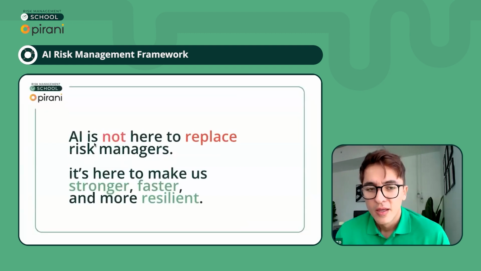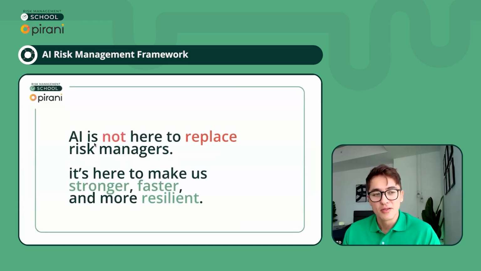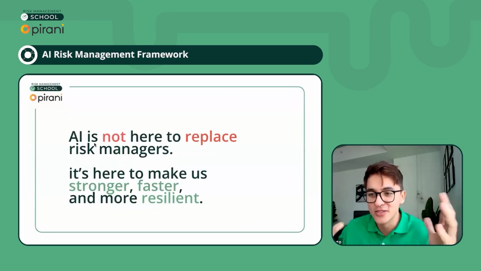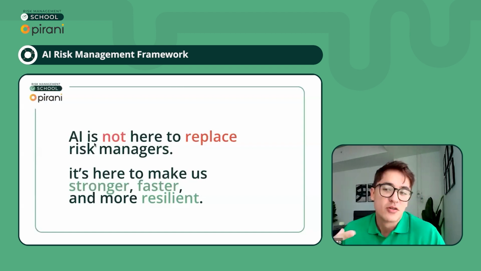So let's start. The first thing, and I think everyone is saying this, but what I want to share is AI is not here to replace risk managers or risk management teams. It is here to make us stronger, faster, and more resilient. I always want to talk about risks as opportunities, not only as a bad thing, something bad is going to happen. I really think that AI is a huge opportunity for us, for risk management teams, to do a better job.